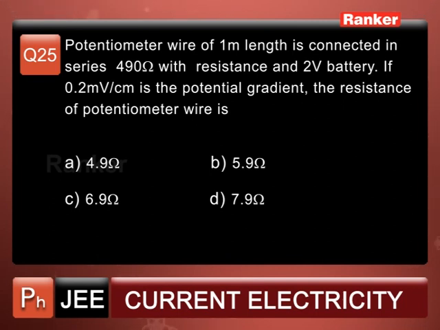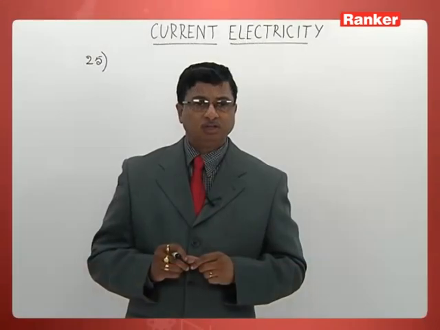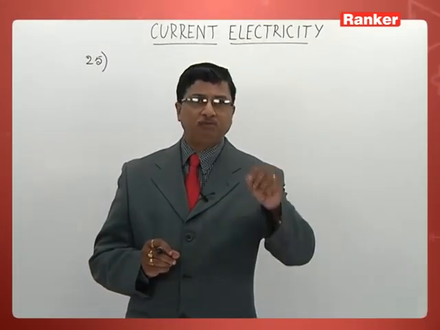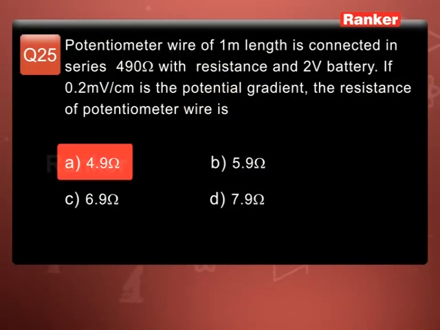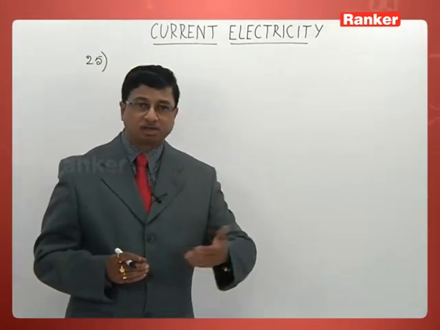Options are given this way. 4.9 ohm is the first option, 5.9 ohm the second option, 6.9 ohm the third option, and 7.9 ohm the fourth option. The correct option is the very first one, that is 4.9 ohm. That is the resistance of the potentiometer wire. But how do we get that?